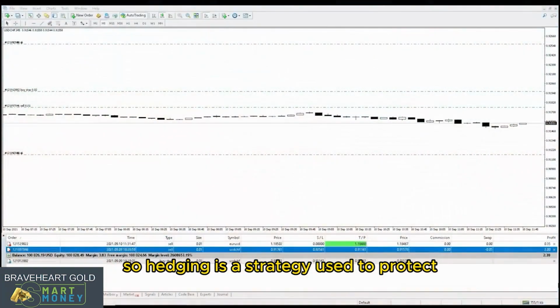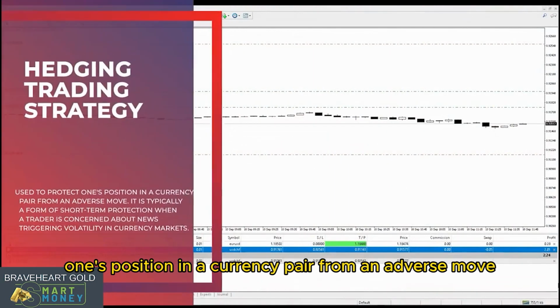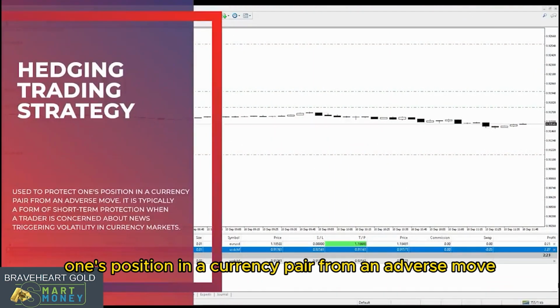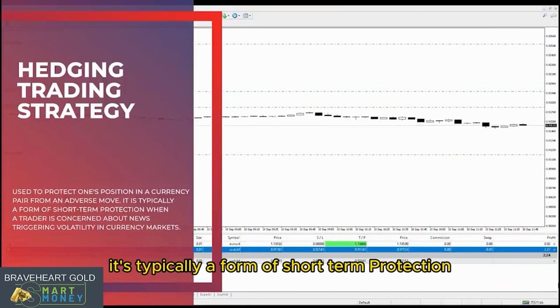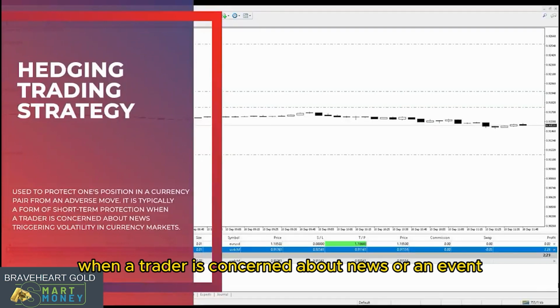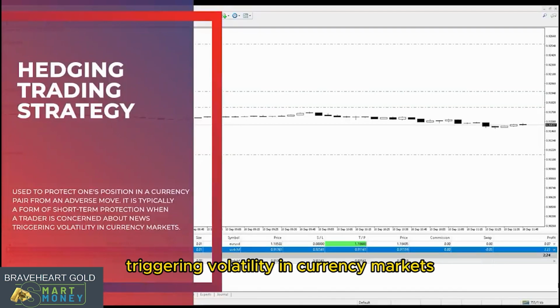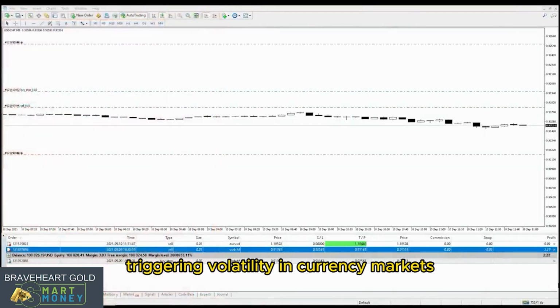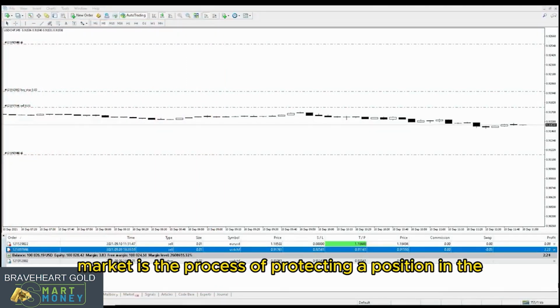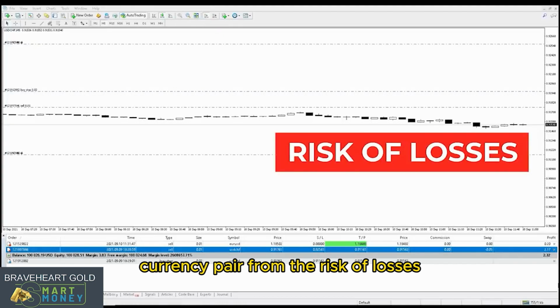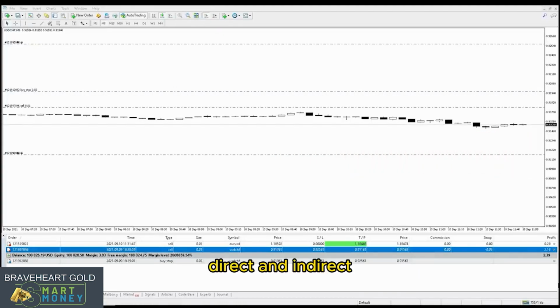So hedging is a strategy used to protect one's position in a currency pair from an adverse move. It's typically a form of short-term protection when a trader is concerned about news or an event triggering volatility in currency markets. Hedging in the Forex market is the process of protecting a position in a currency pair from the risk of losses. There are two types of hedging: direct and indirect.